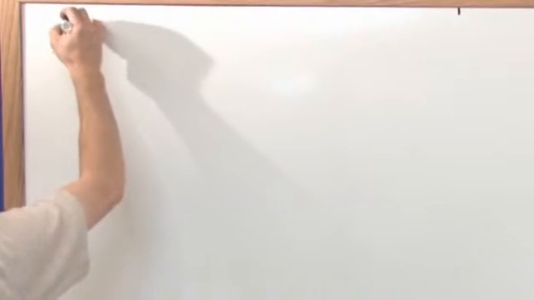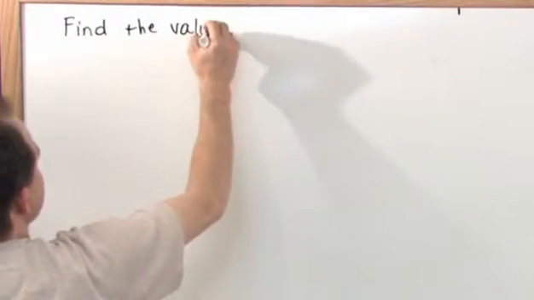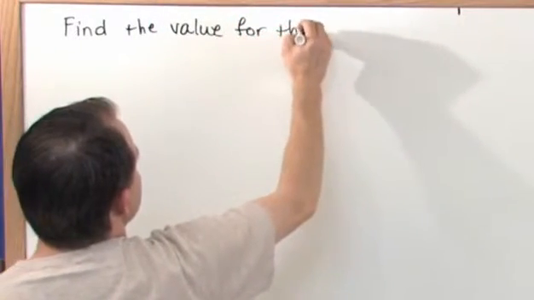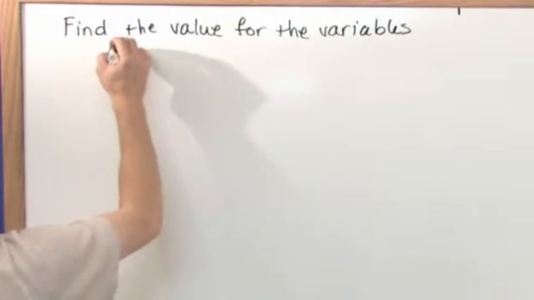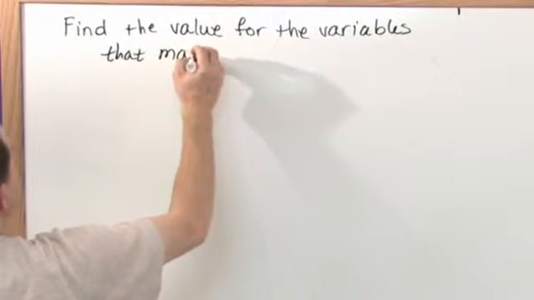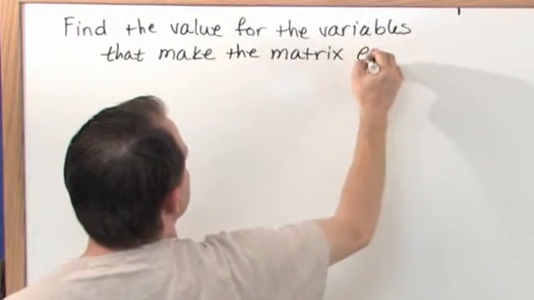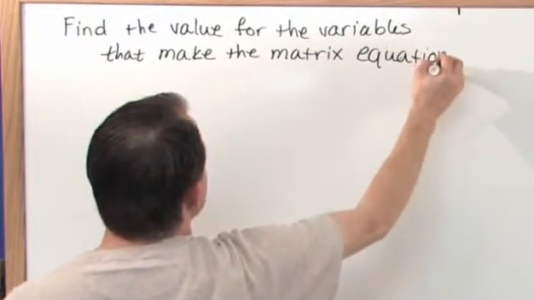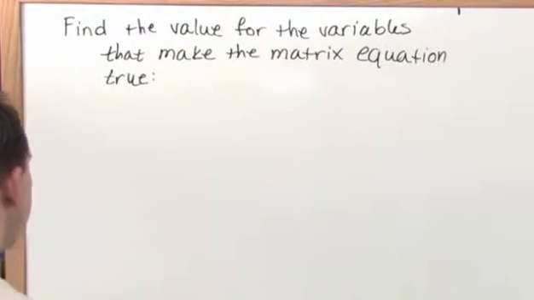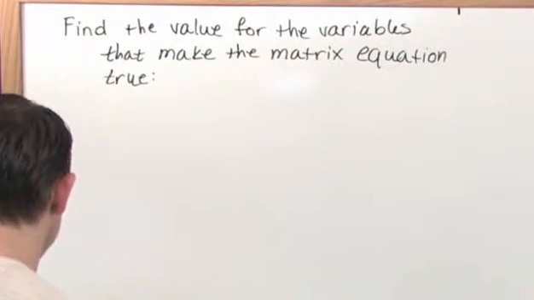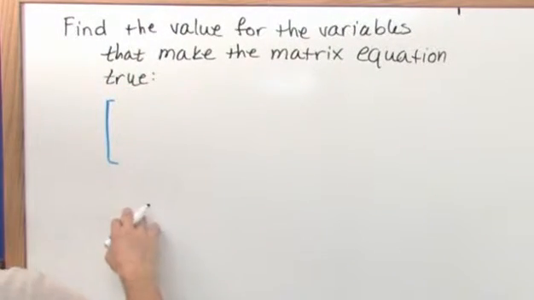Now, in this set of problems, what we want to do is find the values of the variables that make the matrix equation true. Don't be worried about this, okay? It has a lot of fancy words, the variables that make the matrix equation true. It sounds crazy, but let me show you what we're doing, and it's not going to be a big deal at all. On a test, you're frequently given questions like this, which is why I'm doing them.